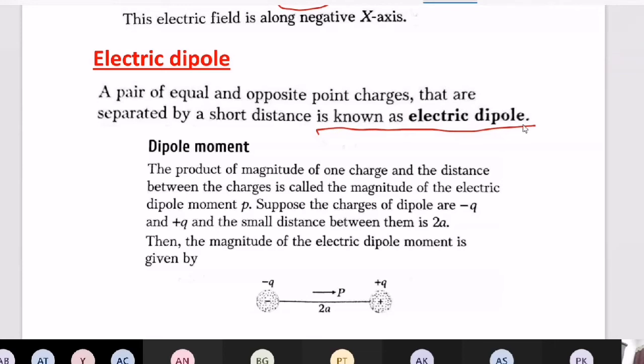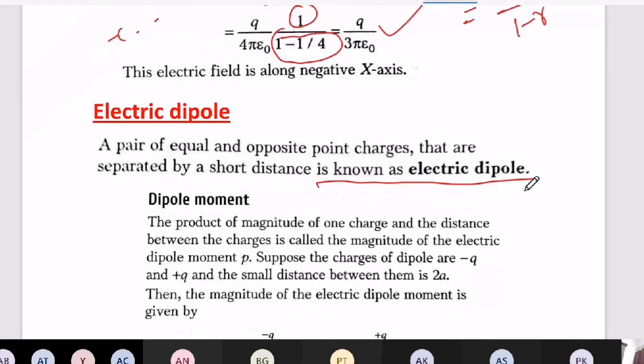But here we need to discuss, I don't know whether you have discussed this in chemistry already or not, but the concept of electric dipole comes from the atom. The definition says a pair of equal and opposite point charges, which means there must be two charges separated by a small distance, with equal magnitude but opposite sign, just like minus q and plus q.